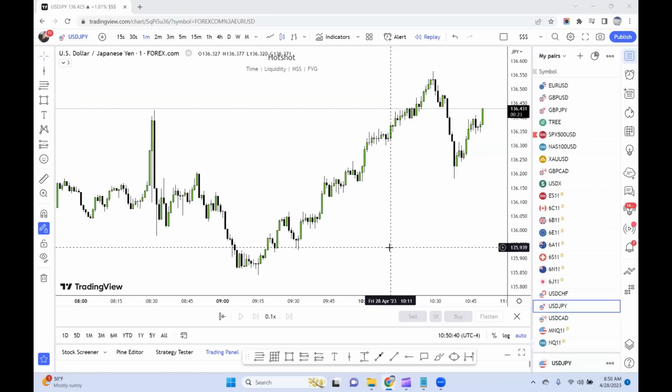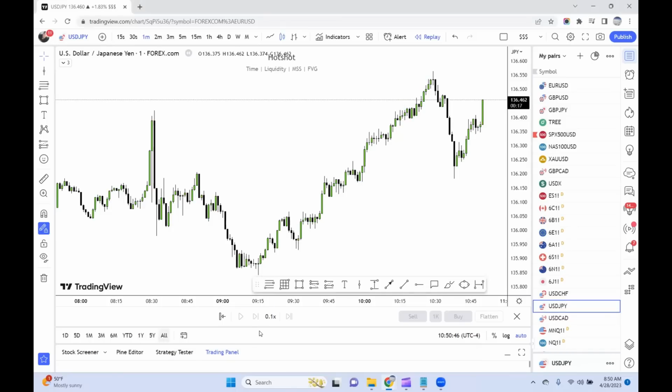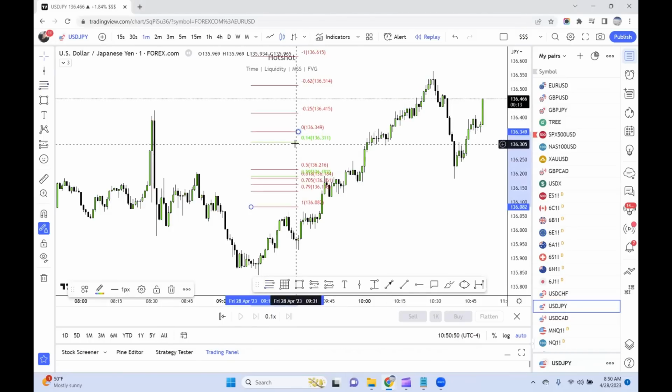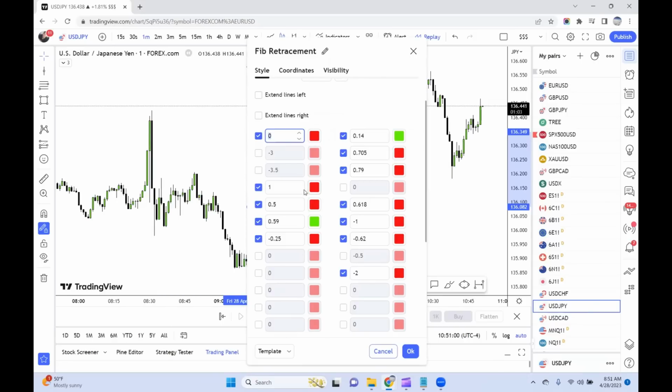So with that being said, let's check out my favorite tools right here. First off, I want to show you guys my Fibonacci levels, okay? These are my Fib levels. These are really the only levels that you're going to need. The 0 level, the 0.14 level, 0.705, 0.791, 0.5, 0.59, negative 0.25, negative 1, negative 0.62, 0.618, and negative 2. These are the only levels that you will need, okay?